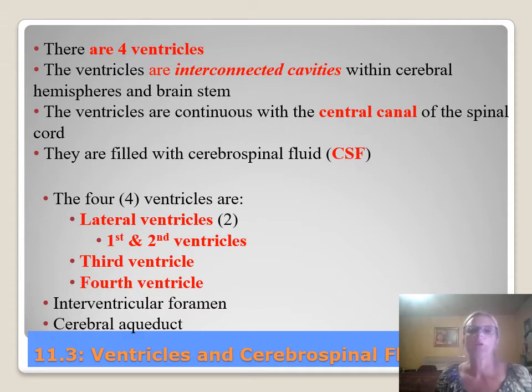We have what we call interventricular foramina, or foramen. Okay, foramina are smaller openings, and foramen are larger openings, right? And so inter means between, sorry, inter, between, intra, within. So between the ventricles you have some openings which allow communication to occur. The cerebral aqueduct connects those 3rd and 4th ventricles together. It is sometimes called the aqueduct of Sylvius, but I think you'll just see it as cerebral aqueduct.